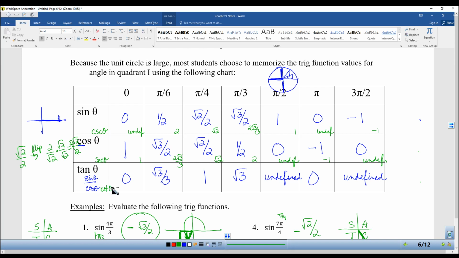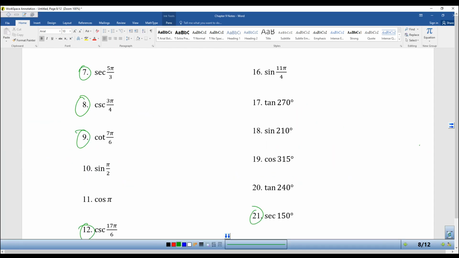And cotangent. Again, you can think of cotangent as cosine over sine. That's an identity that I'd like you to learn. But meanwhile, just flipping: undefined, square root of 3, for the same reason as flipping the square root of 2 over 2, 1, square root of 3 over 3, 0, undefined, and 0. So we'll need those for these circled ones that we're about to do.